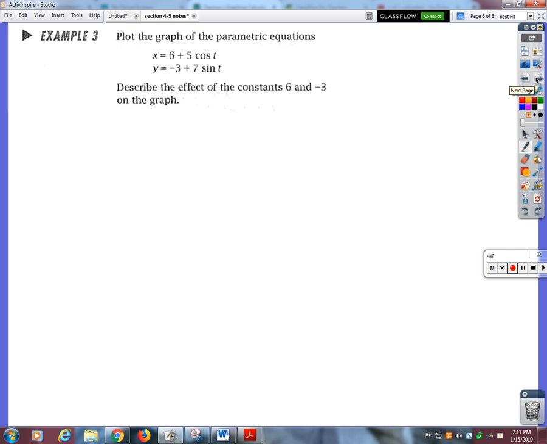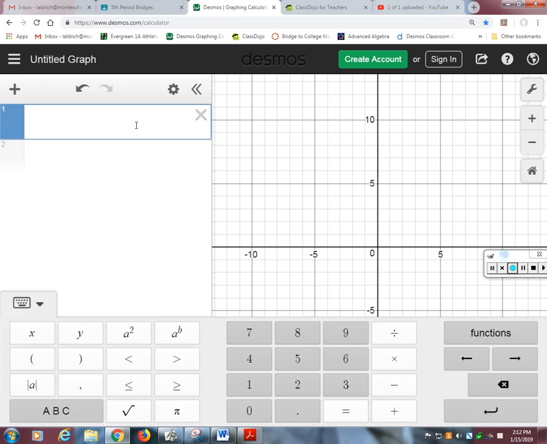Okay, let's do the next one. It says, plot the parametric equations. This time we're going to go x equals 6 plus 5 cosine t and y equals negative 3 plus 7 sine t. Any guesses, any thoughts before we do this on what that's going to do to the graph? Okay, Danica says she thinks it's going to go down 3. Negative 3. What's the 6 going to do? A stretch of 6. Okay. So maybe a stretch of 6, maybe a down of 3. Let's take a look.